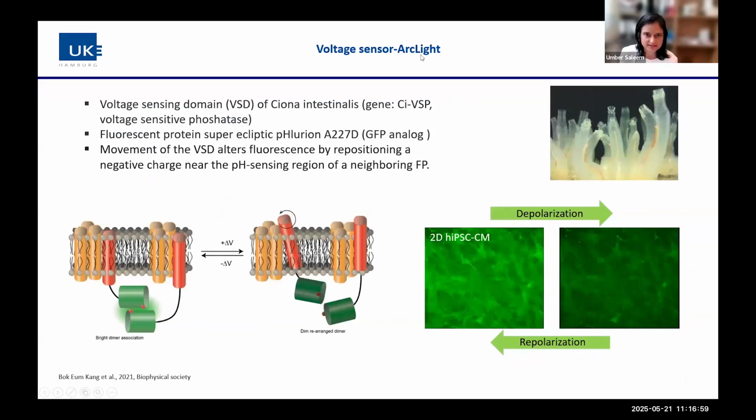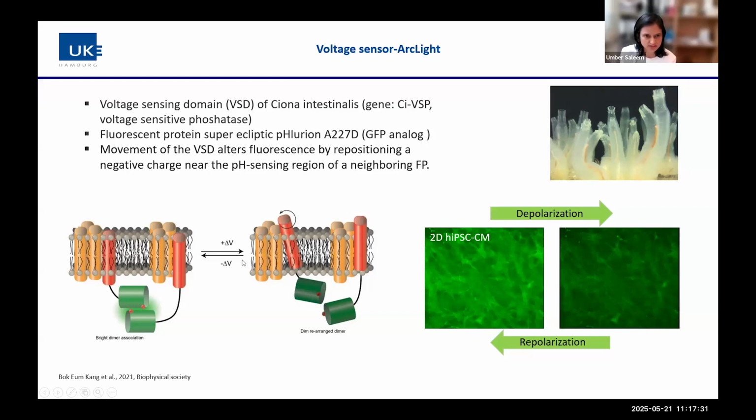We are using voltage sensor ArcLight, which is a single fluorescent protein-based sensor, and it is based on the fusion of a voltage sensing domain of Ciona intestinalis, which is a sea invertebrate, and this voltage sensing domain is fused to the fluorescent protein super ecliptic pHluorin, which is a GFP analog, and movement of this voltage sensing domain alters fluorescence by repositioning a negative charge near the pH sensing region of a neighboring fluorescent protein.